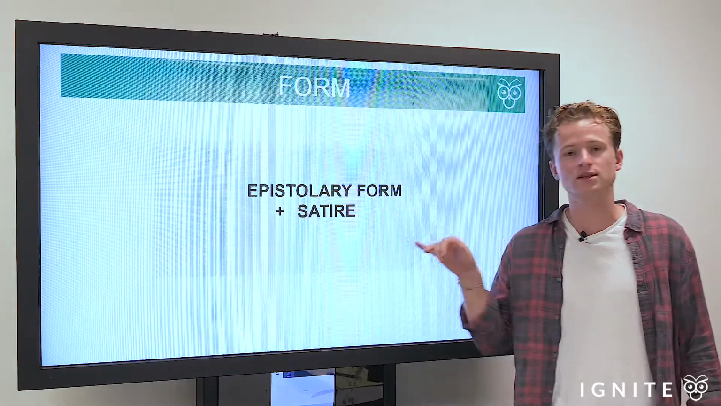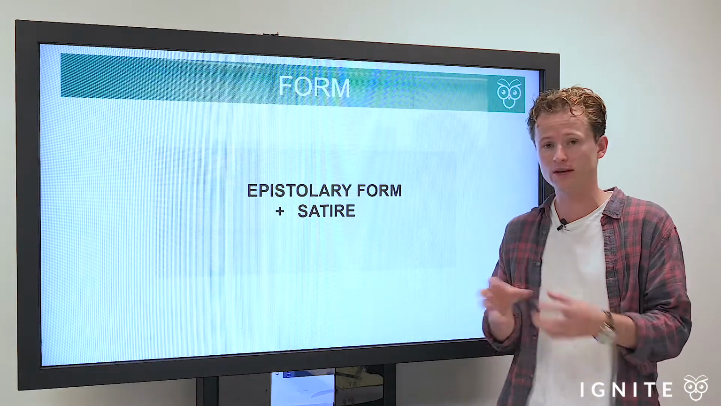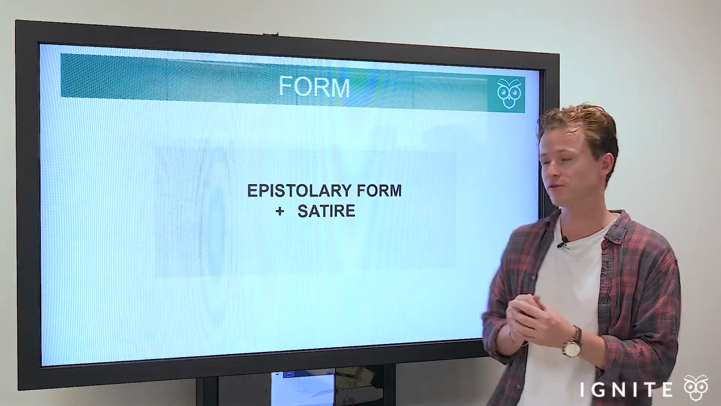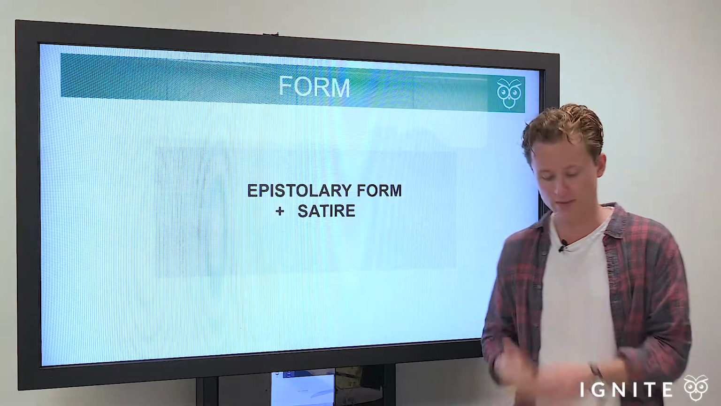There are two things that I want to be talking about in terms of Swift's form, the different ways that he employs form in this text. The first is in terms of the epistolary form of the text. The second, I'm going to be talking about satire.